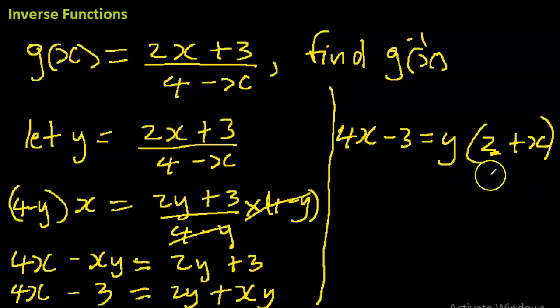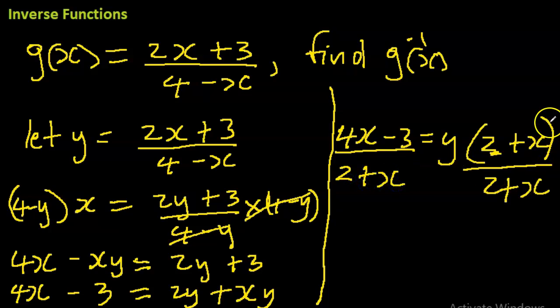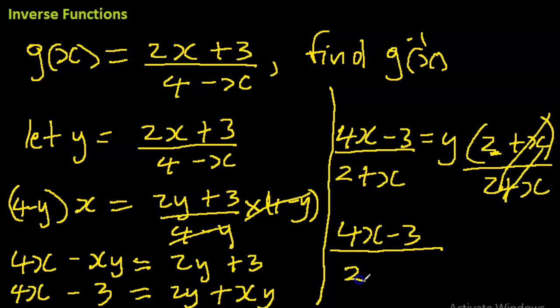So you divide both sides by what you want to get rid of, 2 plus x in this case. But you have to do the same thing to both sides, right? So 2 plus x into itself is 1. Right? So you have 1y is that. So in other words, 4x minus 3 over 2 plus x, or x plus 2 if you prefer. And that's your inverse function. Whatever you get for y, that's your inverse function. So g inverse x is 4x minus 3 over 2 plus x.